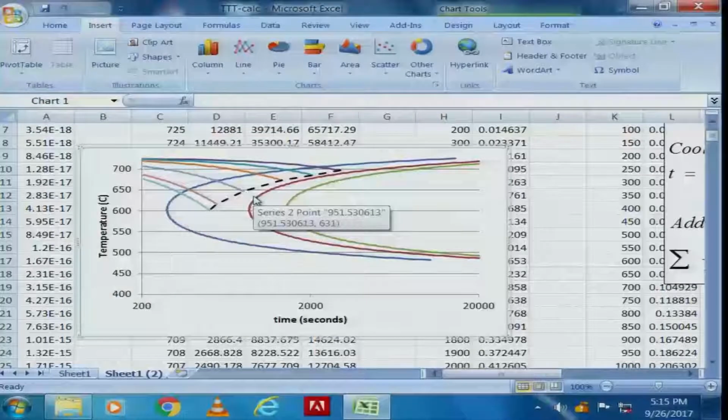With this, this is how we can convert all TTT diagrams to CCT diagrams, and with this I come to an end to this lecture.